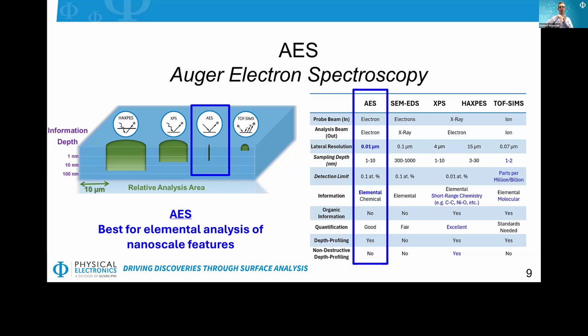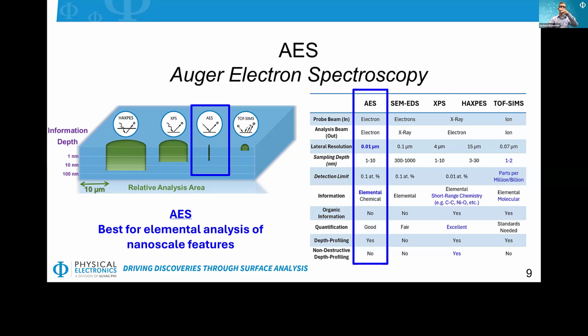SEM-EDS sits somewhere between being a surface-sensitive analytical technique and a bulk technique because of its larger sampling depth of approximately 300 nanometers versus the nanometers offered by Auger, XPS, and TOF-SIMS. The surface analysis technique most comparable to SEM-EDS is Auger.